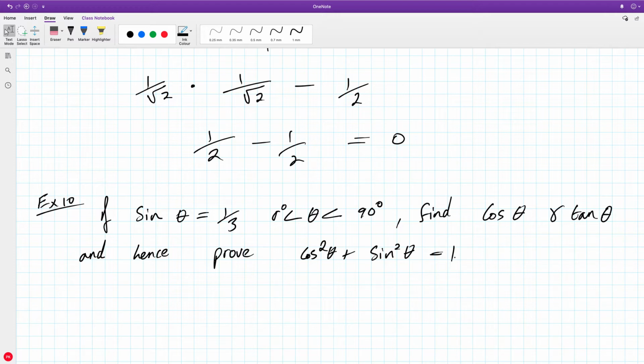First things first, when you see between 0 degrees and 90 degrees, what shape should we be thinking? Triangle, come on. What type of triangle? When you see between 0 and 360, it's the circle. When you see between 0 and 90, it's the right angle triangle. Is that okay? So theta is less than 90 degrees and greater than 0 degrees, so we're thinking right angle triangle. First thing we do is draw a right angle triangle.